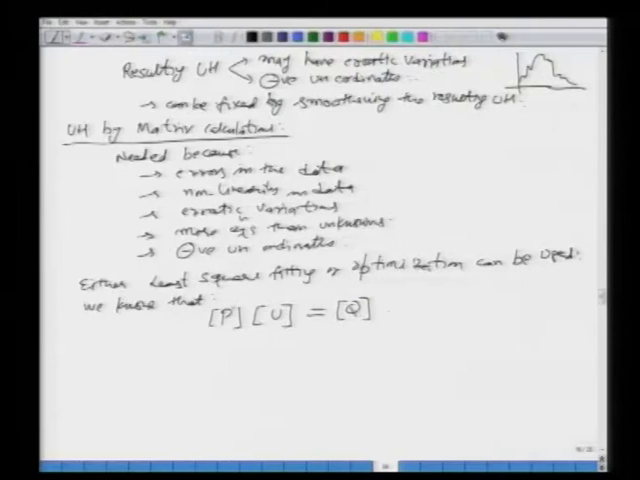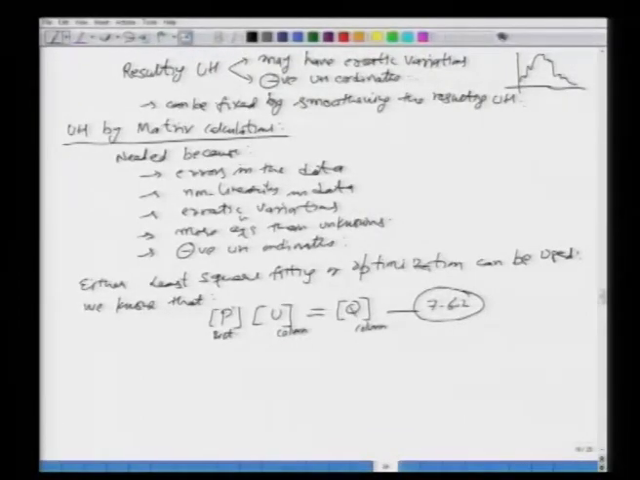Do you agree? Let me first number this equation as 7.6.2. What is this equation saying? This equation is saying that the matrix P multiplied by matrix U, where U is a column matrix, the column matrix of unknowns, P is a rectangular matrix, and Q is also a column matrix.